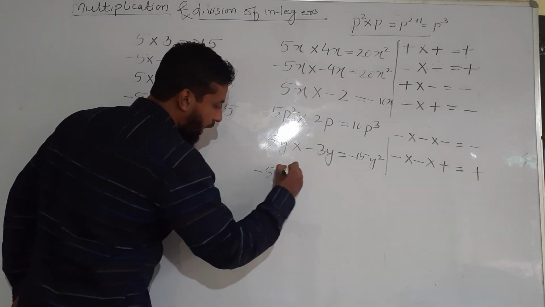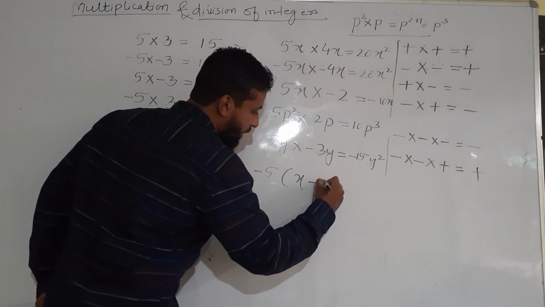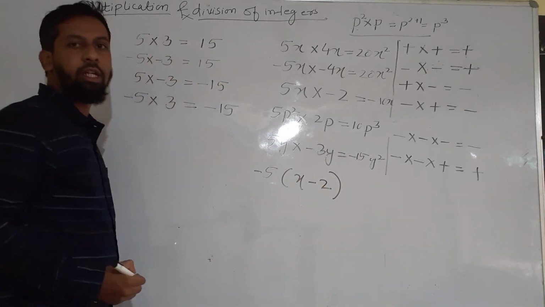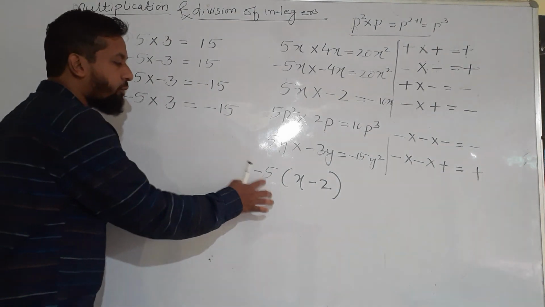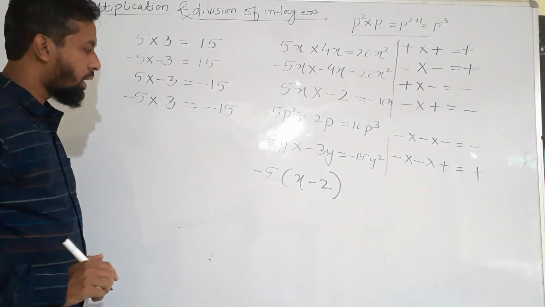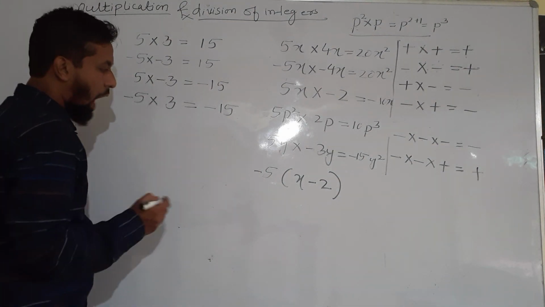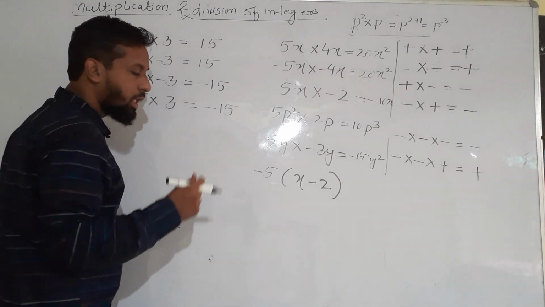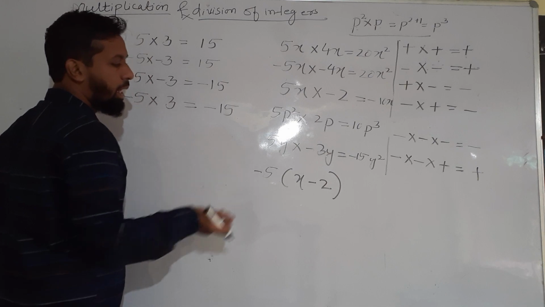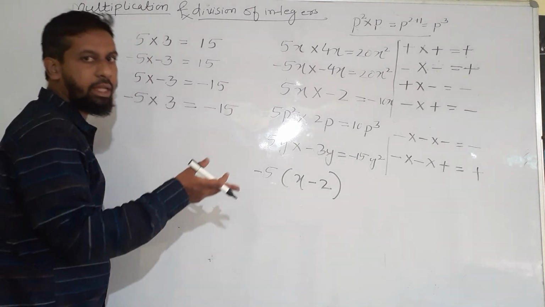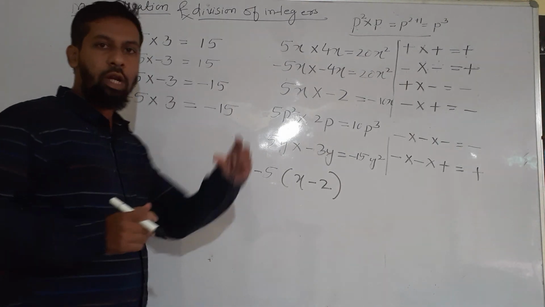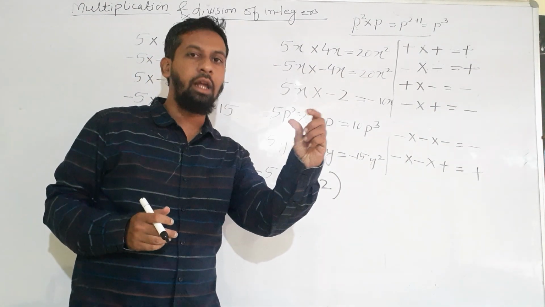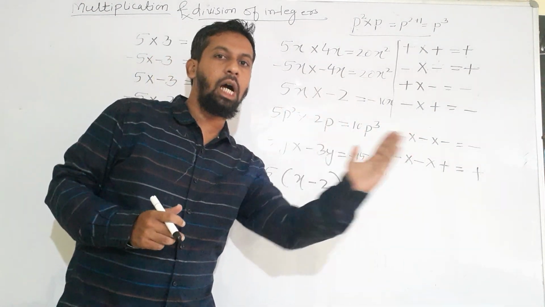Minus 5 into x minus 2. We have to open this bracket. Okay. Now all of you see here how to open it. First, multiply the sign, then multiply the number, then multiply the variable. If only number and variable is there, we can multiply number with the variable.